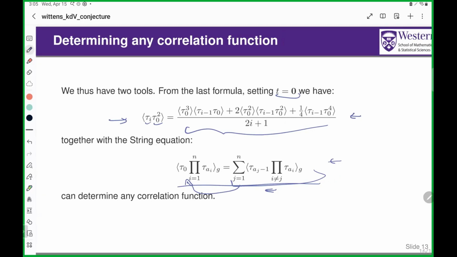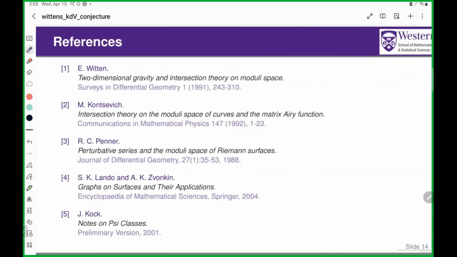I told you that I was not going to get into the Kontsevich proof. He uses the matrix Airy function. Let me swap to my references for a second here. So this first one here, Witten's conjecture, and then the Kontsevich proof. And I'll say that this is a really good reference here if you want to get into this gently.